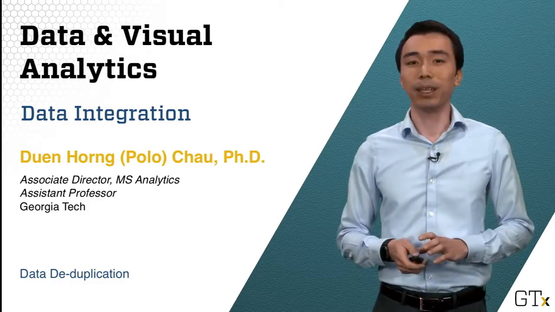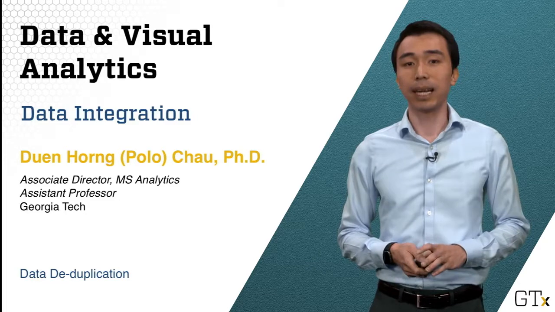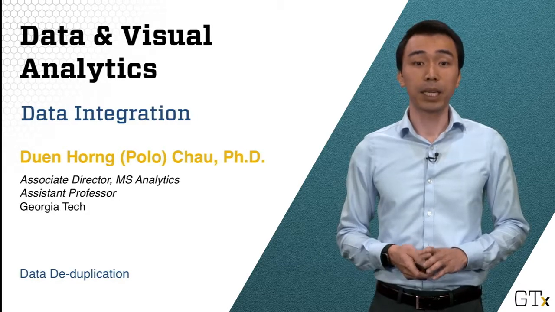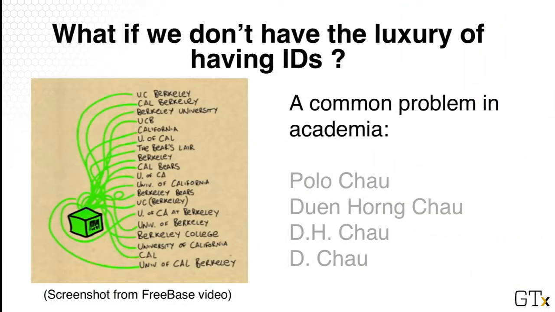Hi everyone! In the previous video, you learned that it's very important to have unique IDs assigned to things that we care about, which can simplify data integration. In this video, we'll look at what we would need to do if we don't have the luxury of having IDs. In practice, many things in the world are not indexed by knowledge bases, such as the Google Knowledge Graph.